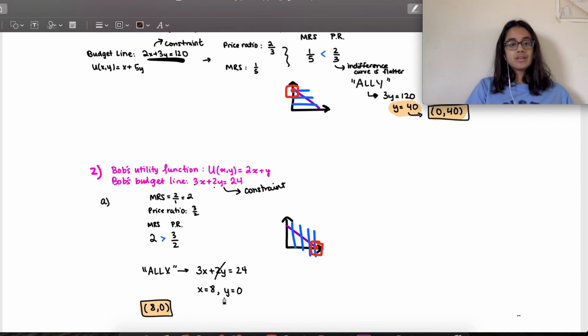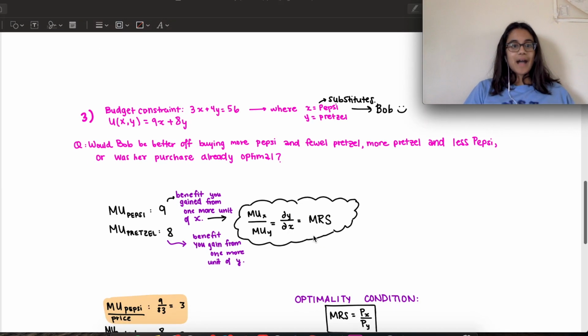Go back to my constraint. We're not going to care about Y because we only want all X. We benefit from all X. So 3X is equal to 24. We're left with X is equal to 8, Y is 0. That's my optimal bundle. I actually really like this problem because I feel like it captures so many different equations and formulas and theories.